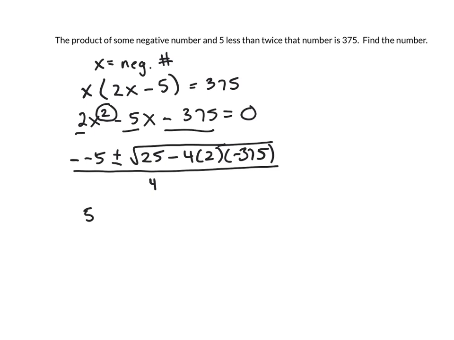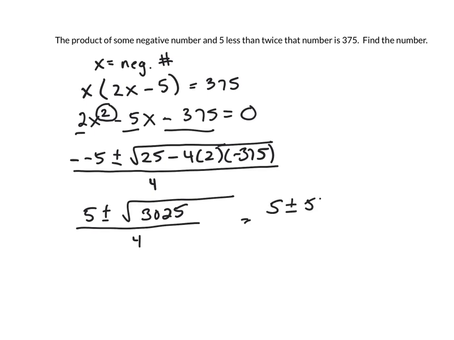So that's 5 plus or minus the square root of, this is 25 minus 4 times 2 times a negative 375, that's 3025, all over 4. And then I use my calculator. The square root of 3025 is 55. So that's 5 plus or minus 55 over 4.